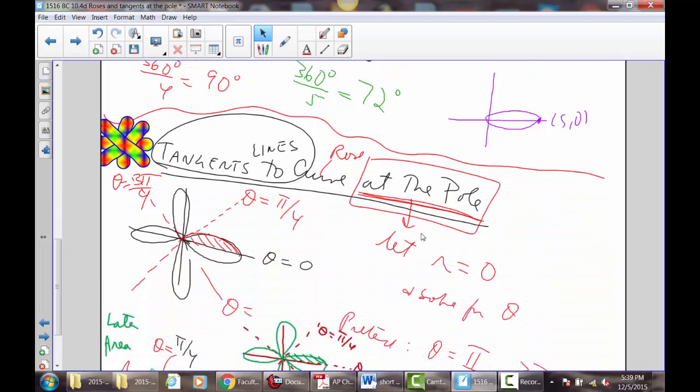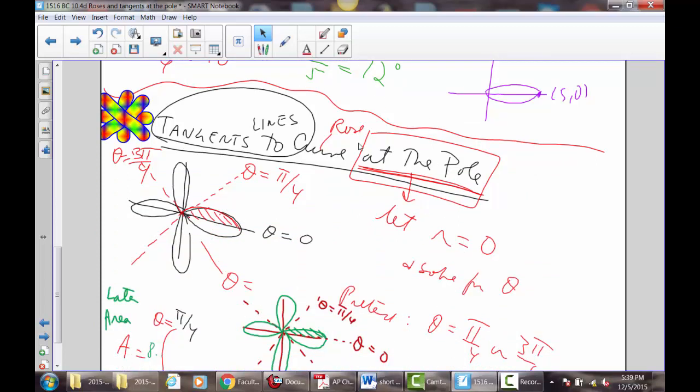However, we're not really going to look at it that way. We're going to look at it as tangent lines to the curve at the pole. So we're looking for, basically, these petals squished in between these tangent lines to the curve at the pole. These will determine how fat or skinny the petals will be, and it'll also be what we're going to use for area later on.